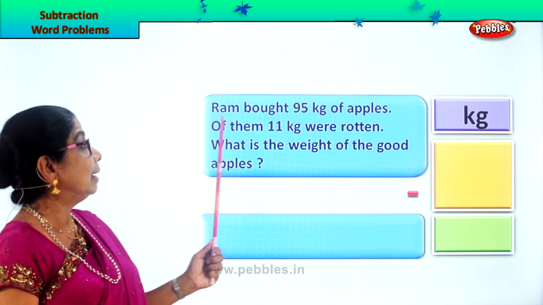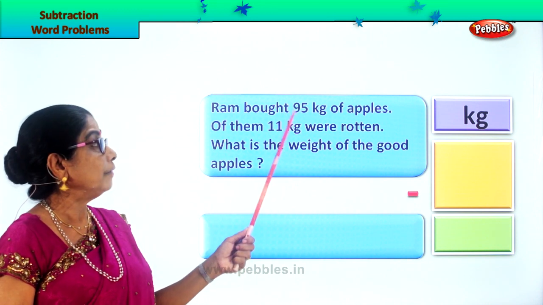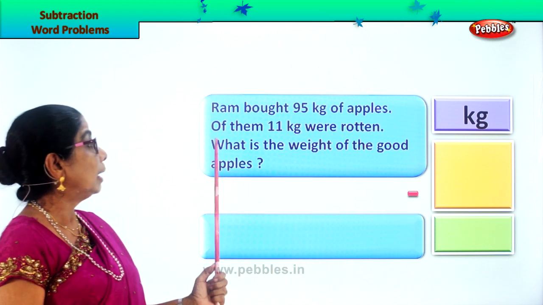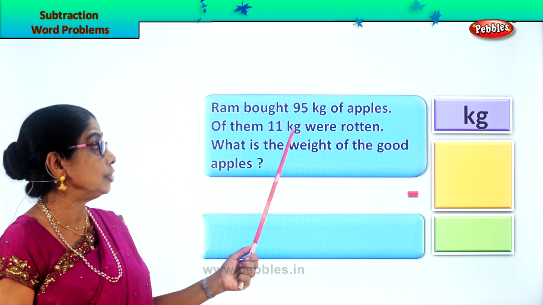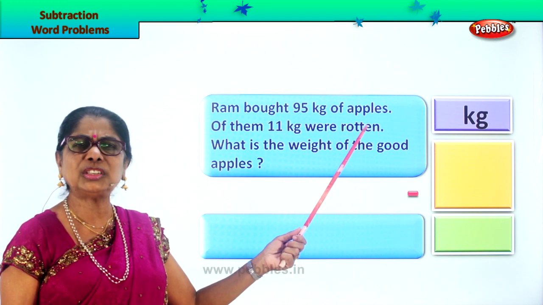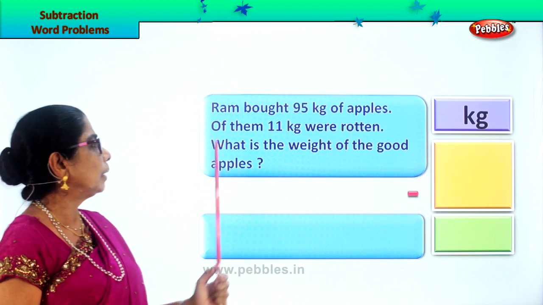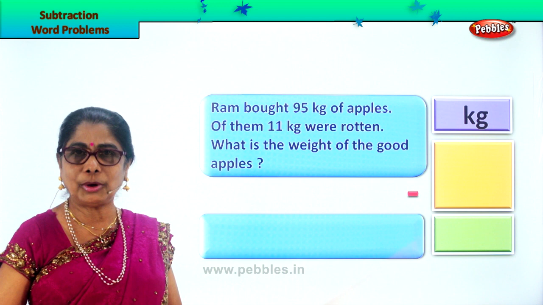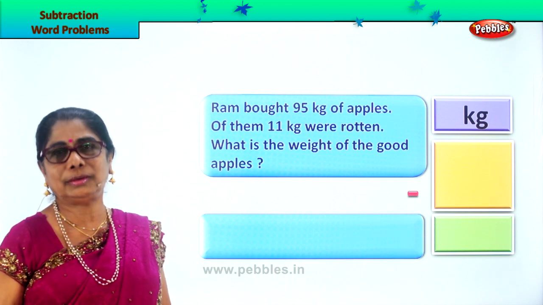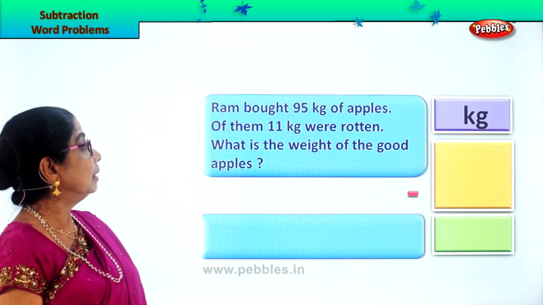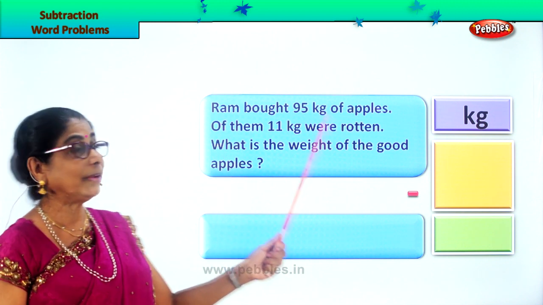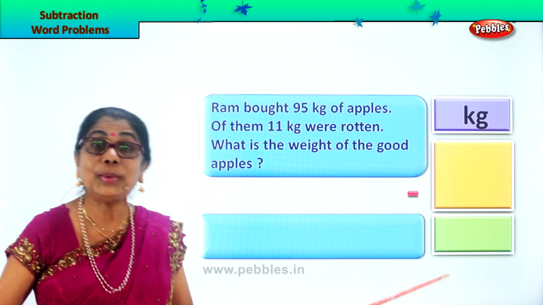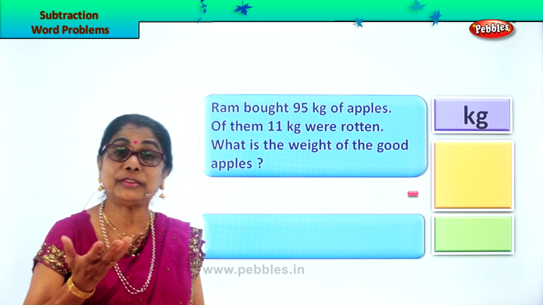Let's read. Ram bought 95 kg of apples. Of them, 11 kg were rotten. What is rotten? When bad. What is the weight of the good apples? When you buy a box of apples, some will be rotten, sitting next to each other. So, Ram bought 95 kg of apples and 11 kg were rotten. Now we are asked to find the good ones. What is the weight of the good ones?